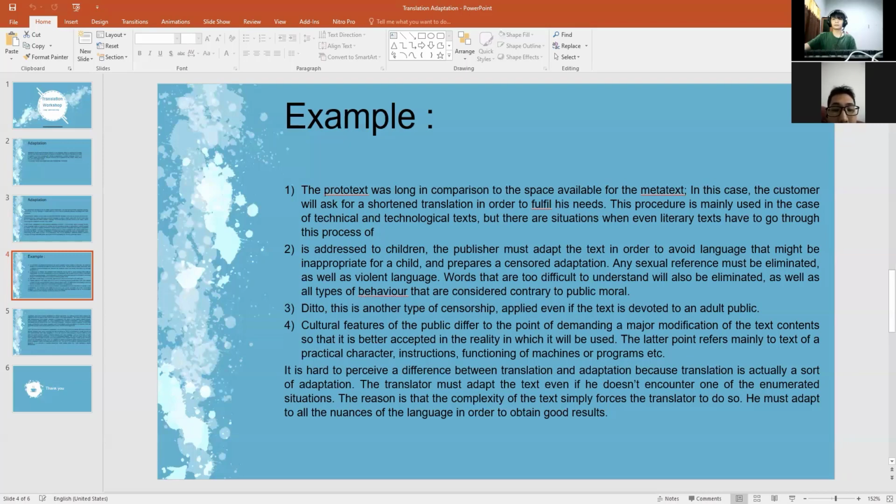It is hard to perceive a difference between translation and adaptation because translation is actually a sort of adaptation. The translator must adapt the text even if he doesn't encounter one of the enumerated situations. The reason is that the complexity of the text simply forces the translator to do so. He must adapt to all nuances of the language in order to obtain good results.